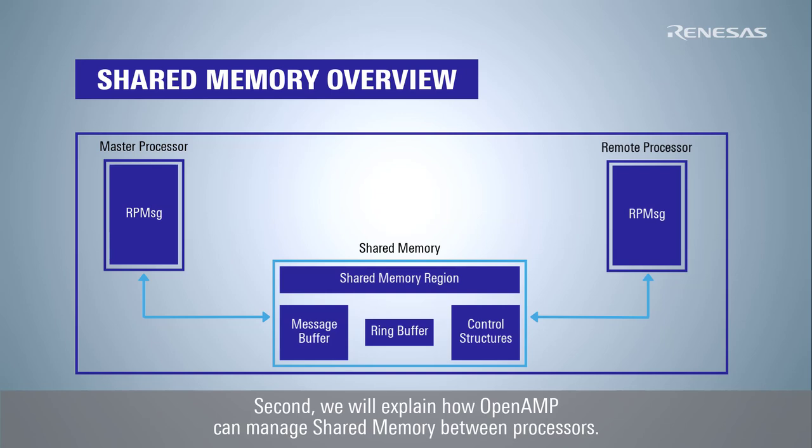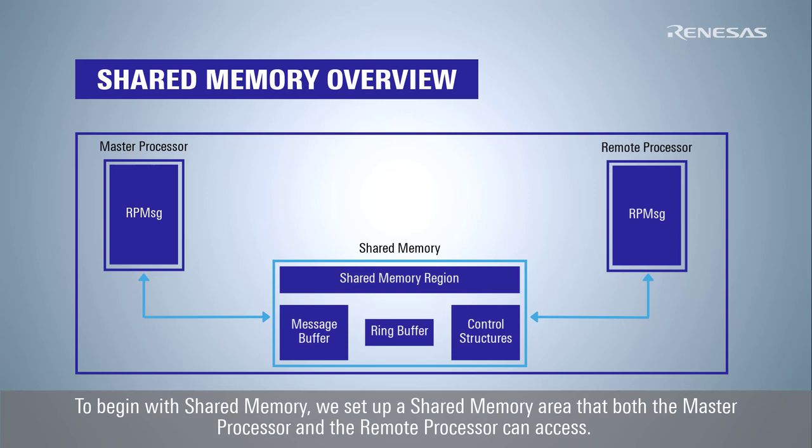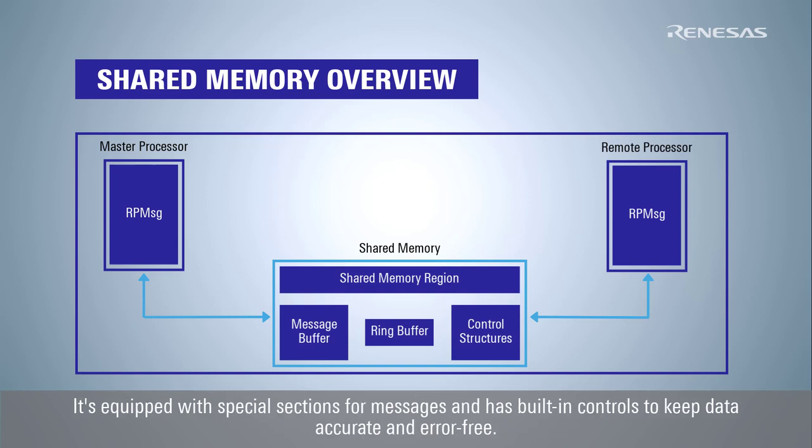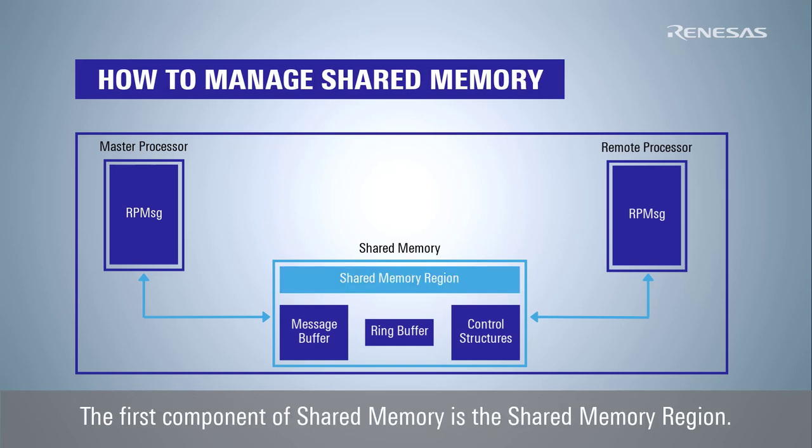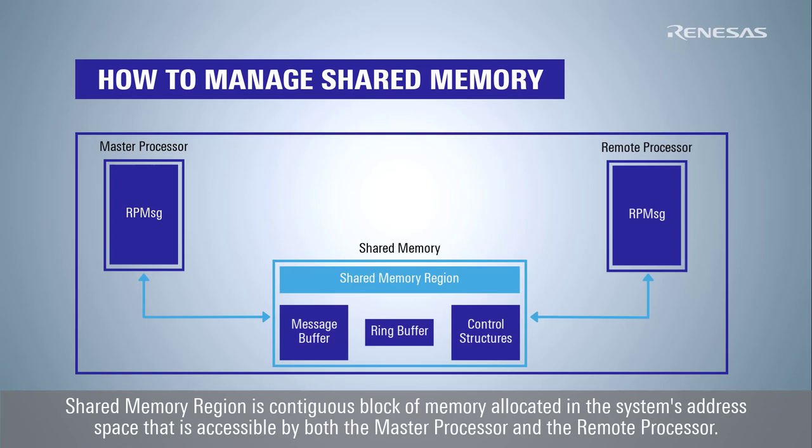Second, we will explain how OpenAMP can manage shared memory between processors. To begin with shared memory, we set up a shared memory area that both the master processor and the remote processor can access. It's equipped with special sections for messages and has built-in controls to keep data accurate and error-free. The first component of shared memory is the shared memory region. Shared memory region is a contiguous block of memory allocated in the system's address space that is accessible by both the master processor and the remote processor.